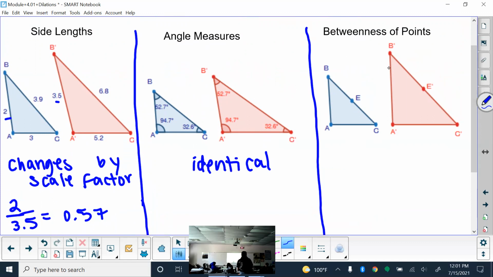Betweenness of points, so what does that mean? Well, if E is between B and C in the pre-image, is it still between B and C in the dilated image? Yes. So we could say that the betweenness is preserved. That's the word they like to use. All right, so collinearity and betweenness are preserved in dilated images. Questions?